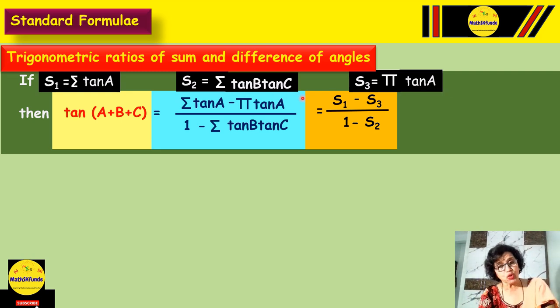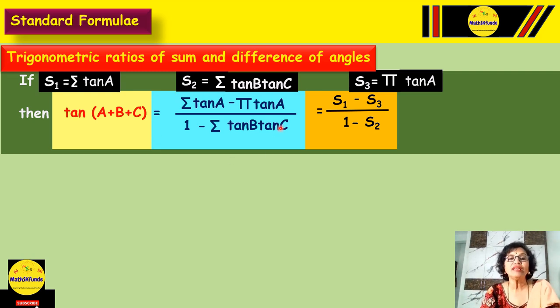Sigma tan B tan C is also known to you, where we will be writing a sum in which terms like tan B tan C would appear. So here I have written the B and C combination. Then there would be a combination of C and A and another combination of A and B. So there would be 3 terms under this S2 also, right?